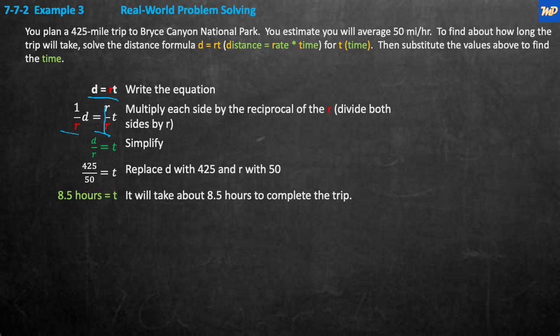So now we're going to substitute in our variables. Now that we've got a time formula, so we can determine how long it's going to take, we can say 425 miles to the trip divided by 50 miles per hour. And the answer will end up being in time. So if you divide 425 by 50, you're going to get 8.5 hours is equal to the time. So it takes about 8.5 hours to do this 425 miles at 50 miles per hour.